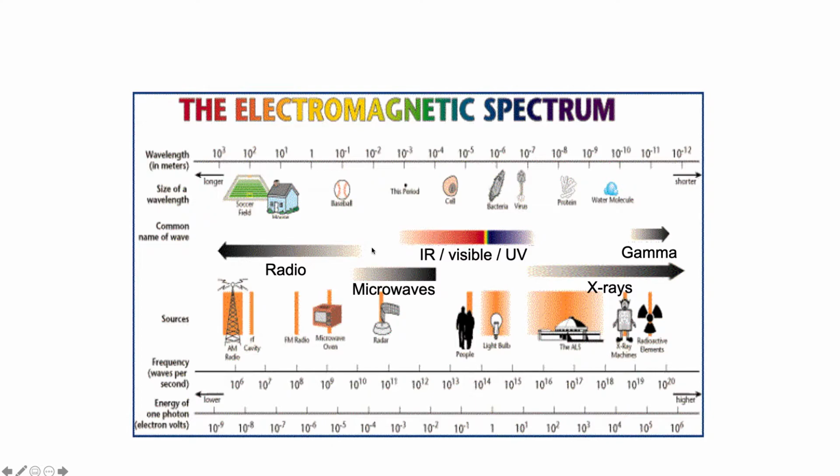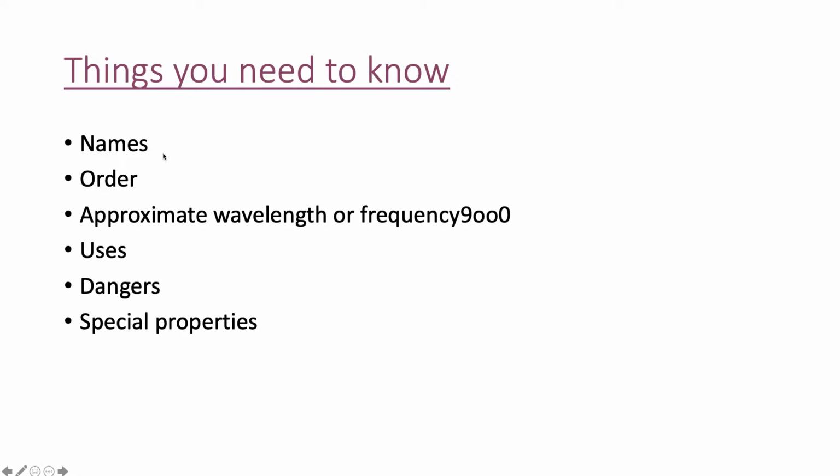You need to know the uses, some of which you know already, and some of which I am going to introduce you to today. So you need to be able to say for each of these a use of them, and you need to know which ones are dangerous. So we'll look at that. So the names of them, the order of them, the approximate wavelength of them or the frequency of them, and there's a pattern to the wavelengths to help you with that. Uses, dangers, and the special properties that I talked about a moment or two ago.